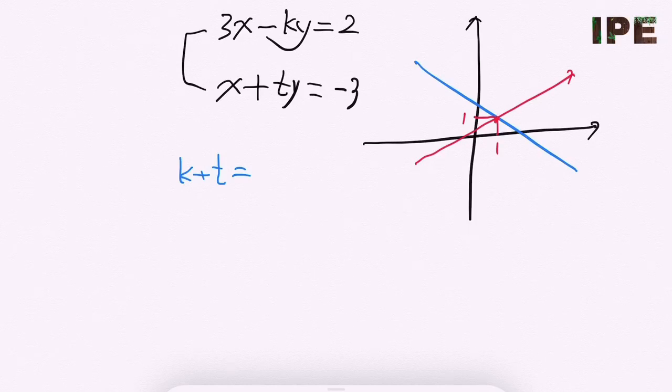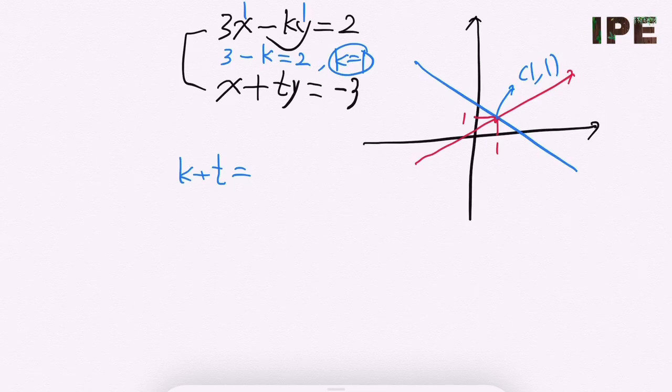So how can you find k and t? It's very easy, because the intersection point, the ordered pair (1, 1), is actually a solution of that system of equations, right? So plug in x equals 1, y equals 1 into both equations to find the values of k and t. I'm going to use the point (1, 1) for the first equation first. So x is 1, y is 1. 3 minus k equals 2. That means k equals 1, right? You found the k value.